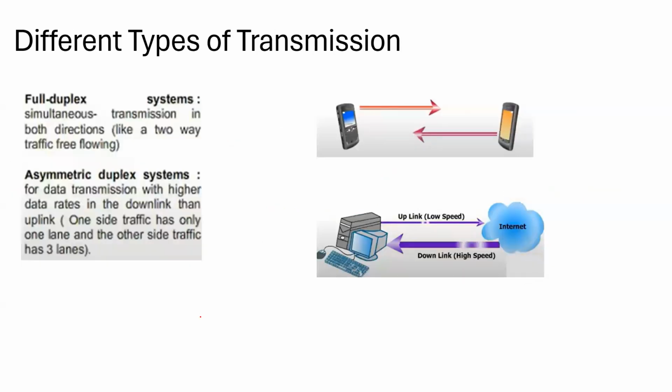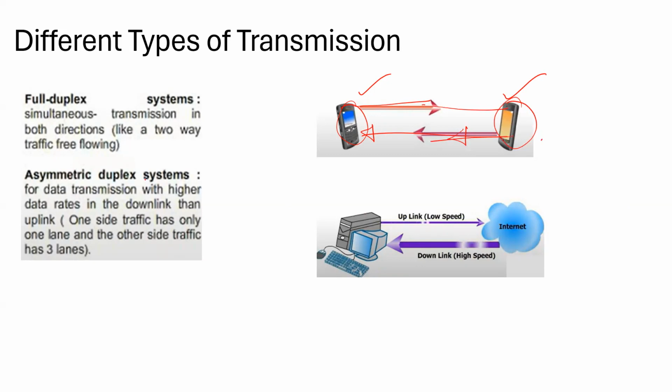In the case of full duplex systems, this is one full duplex system. This device can transmit and receive at the same time, and this device can also receive and transmit at the same time. So this is known as a full duplex system.